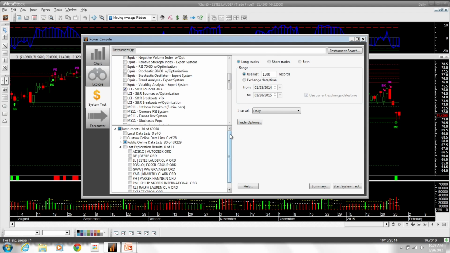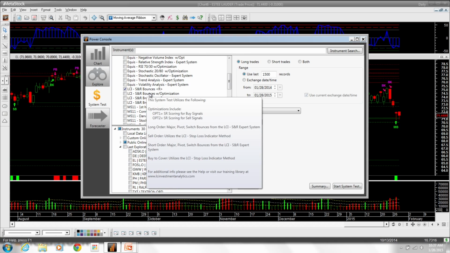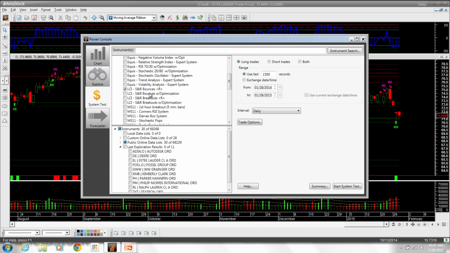Now, there are 4 system tests that come with the LCI trading system. You've got your support bounces, and then you've got bounces with optimization. Now, the optimization is going to adjust the scoring threshold that is required in order for you to actually get a signal. So it'll crunch it to say if the stock does better if you're 80 or above, or 90 or above, or 60 or above. It's going to give you that threshold so you can know that a bounce signal within itself might have more validity than the actual scoring, or vice versa.